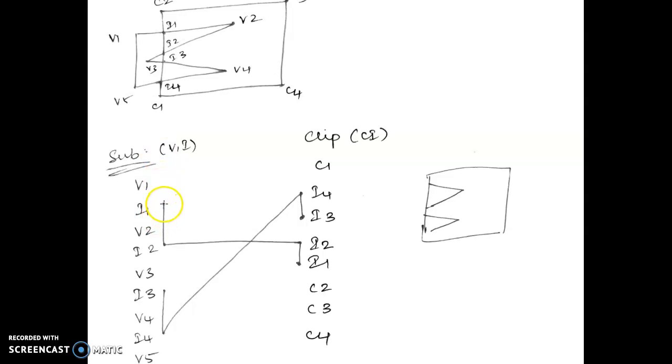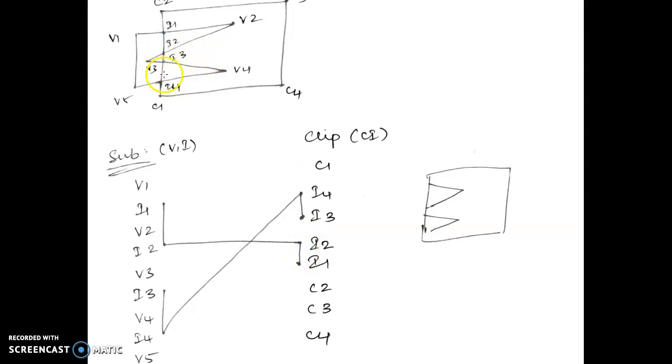So we'll start at I1, then we go to V2, then go to I2. That is, we have completed till this one. Then we are clipping from I2 to I1. So we will go to the clipping column I2, then come back to I1. Okay, so this will be one line.